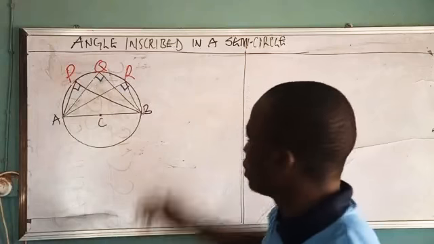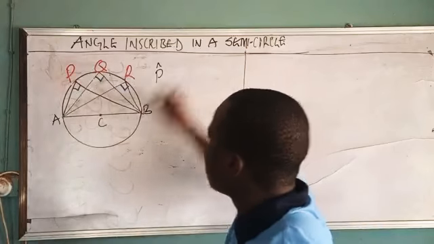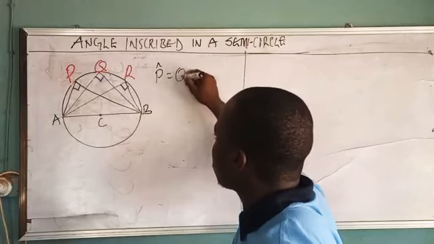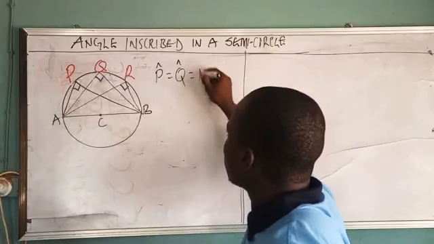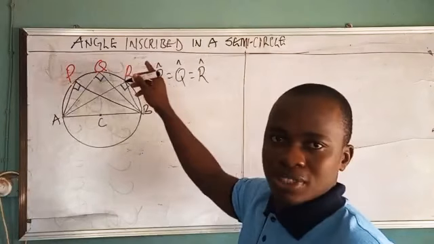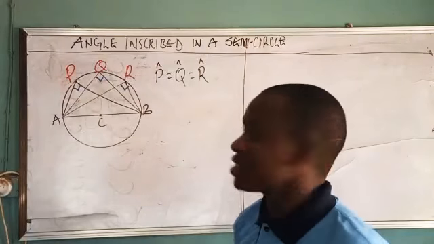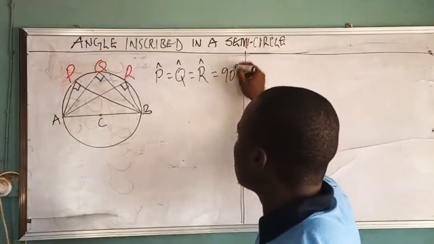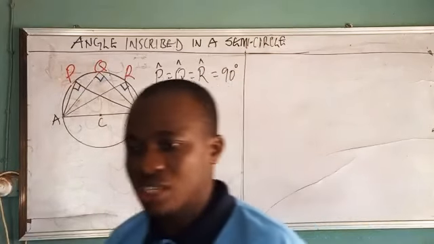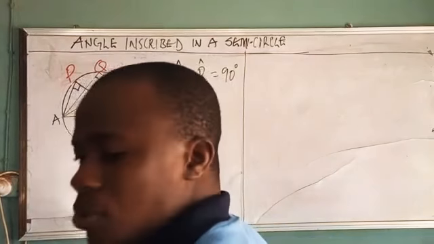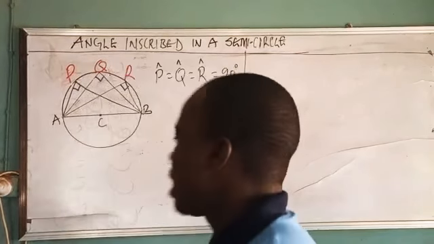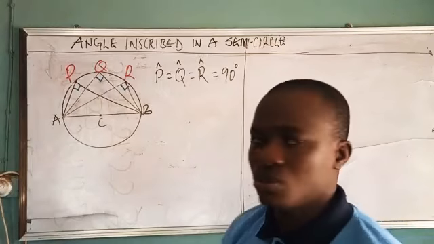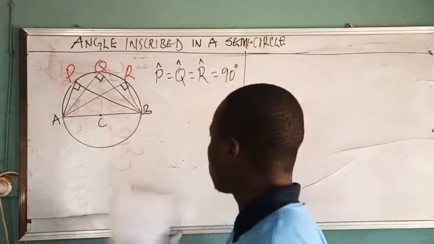So now we conclude that angle P equals angle Q equals angle R. This curve represents angle, don't be confused. Equals 90 degrees. So that is what the theorem is trying to tell us, that anytime you find an angle inscribed in a semicircle, the angle is a right angle, or 90 degrees. So that is what we have there.